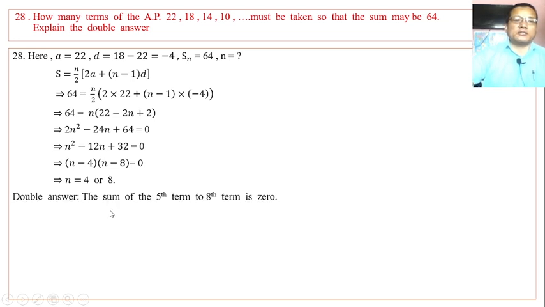Explanation for the double answer: the sum of the fifth term to the seventh term is 0. The sum of the first 4 terms is 64, and the sum of the fifth to the seventh terms is 0, so the sum remains 64.